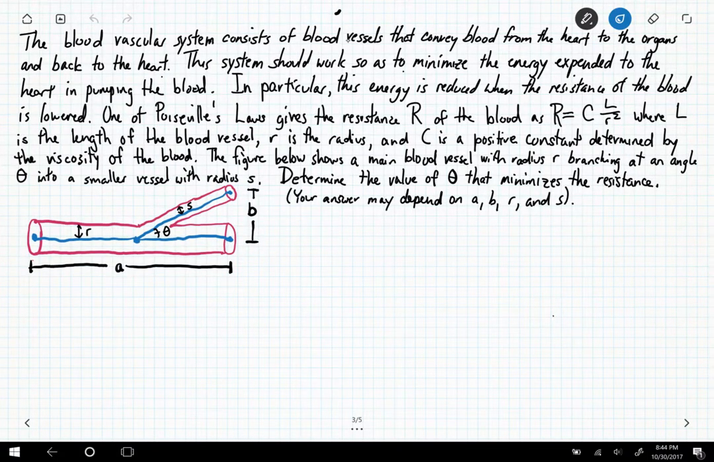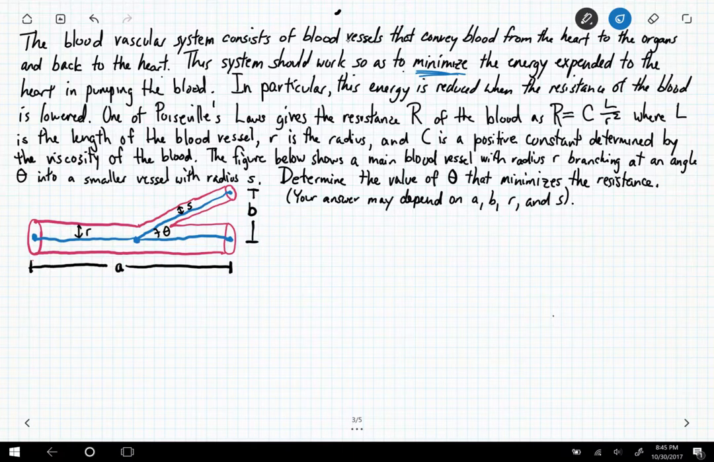This one, for some reason, freaks people out, and so we'll talk about it and try to get a nice answer for it. So the blood vascular system consists of blood vessels that convey blood from the heart to the organs and back to the heart. The system should work so as to minimize, so we're hopefully going to be minimizing things today, the energy expended by the heart in pumping the blood. In particular, this energy is reduced when the resistance of the blood is lowered. And hopefully I can pronounce this right.